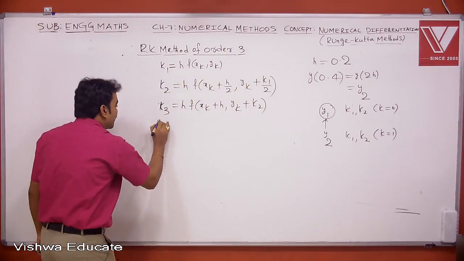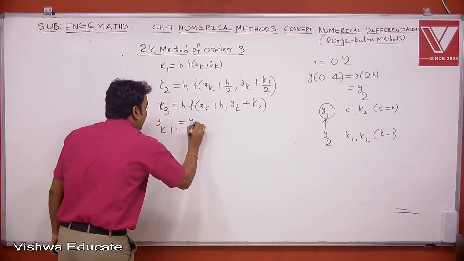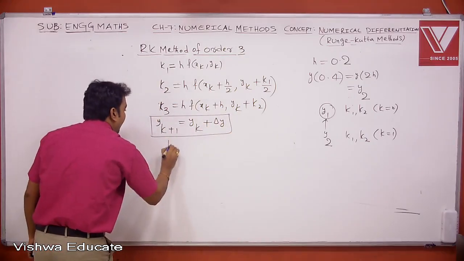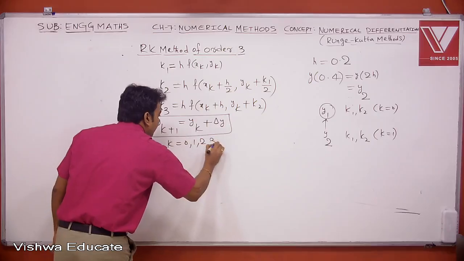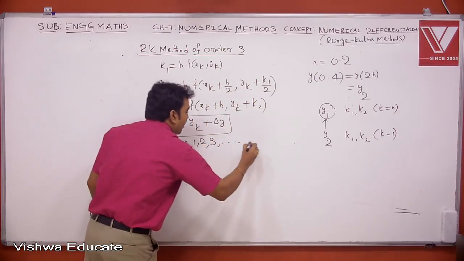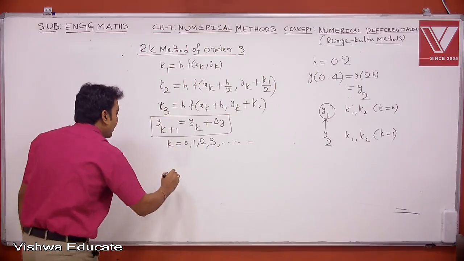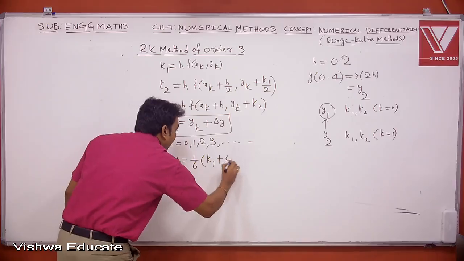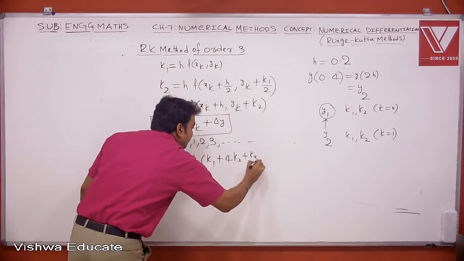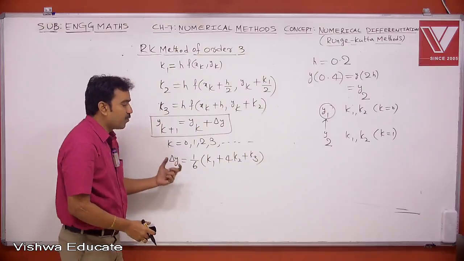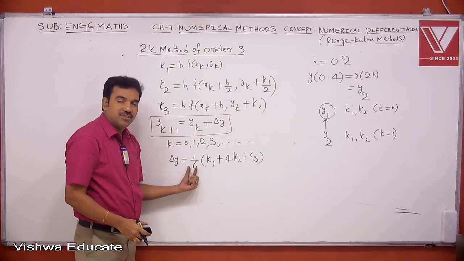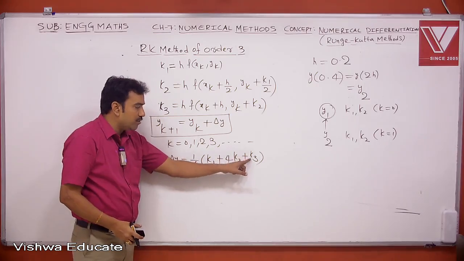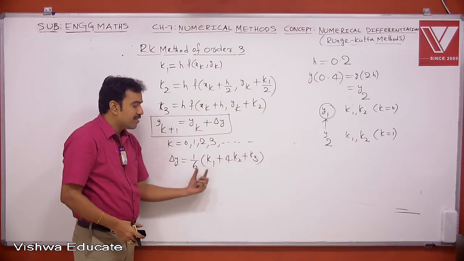So therefore in this case yk plus 1 equals yk plus delta y, where k is ranging from 0 onwards, but here delta y is not k3, delta y is somehow different. This is nothing but 1 by 6 into k1 plus 4k2 plus k3. This is simple to remember. Here we are distributing 6: 1 unit to k1, 4 units to k2, 1 unit to k3. 1 plus 4 plus 1, that is 6.